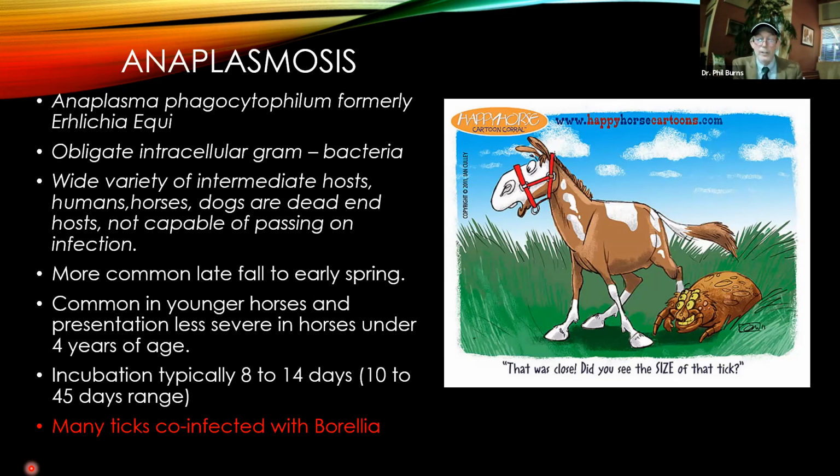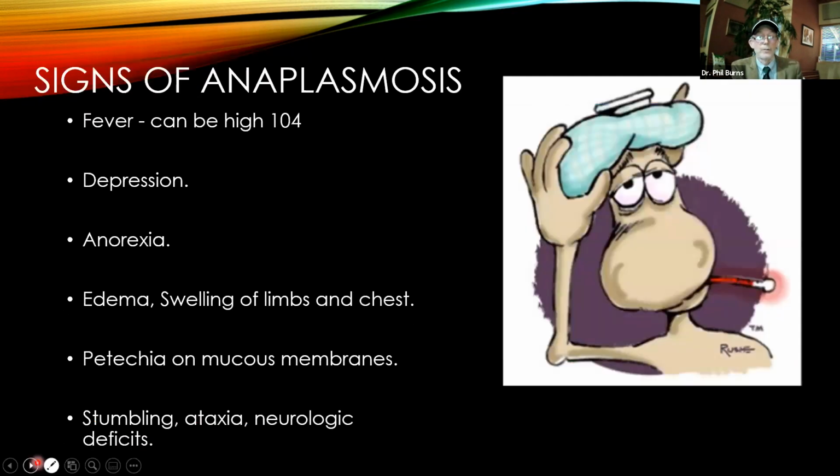Something I want you to really be aware of is we have found with testing now, and no surprise given the earlier statement that 40 pathogens can be in one tick, that many ticks that have given your horse anaplasm have also given them Lyme disease. So that just makes things even more serious.